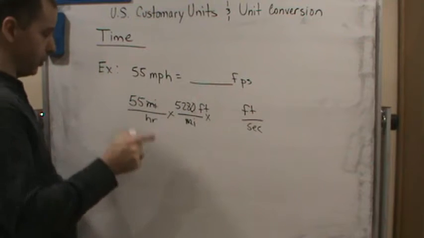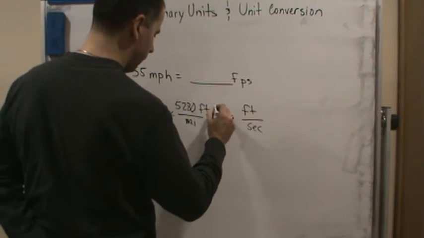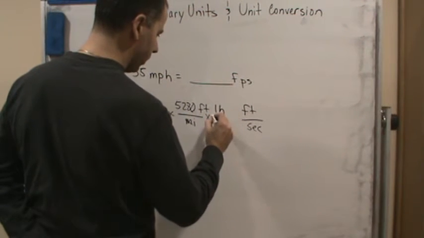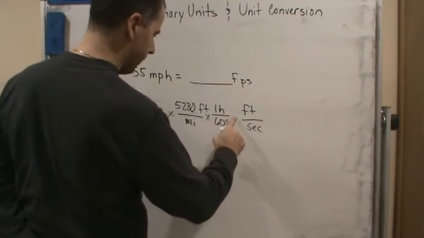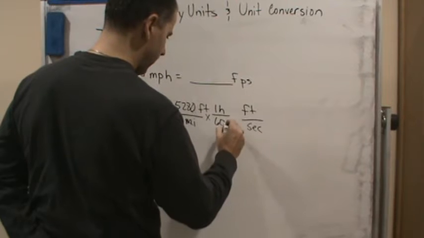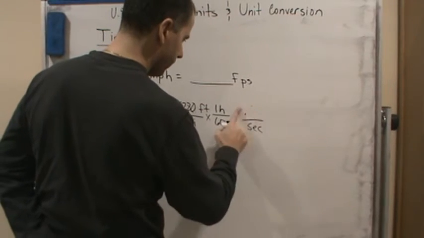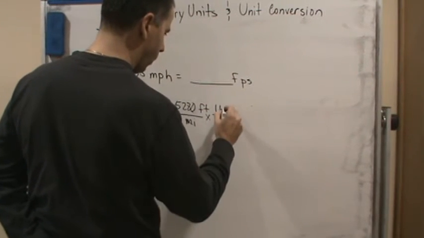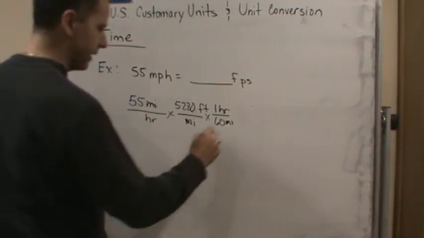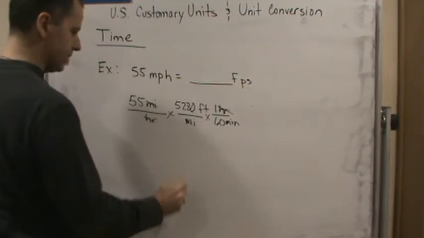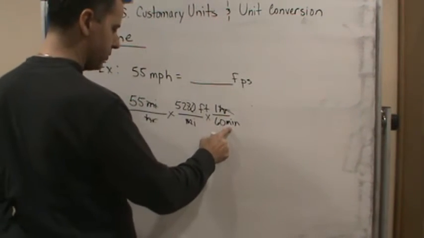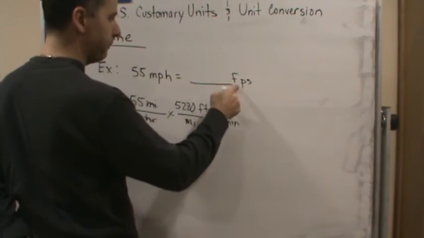I'm going to use two conversions, right? So I know that for 1 hour, there's 60 seconds. Or no, I'm sorry, minutes. 1 hour gives me 60 minutes. Well, that hour cancels with this hour. But now I'm in minutes, so now I'm in feet per minute. I want feet per second.